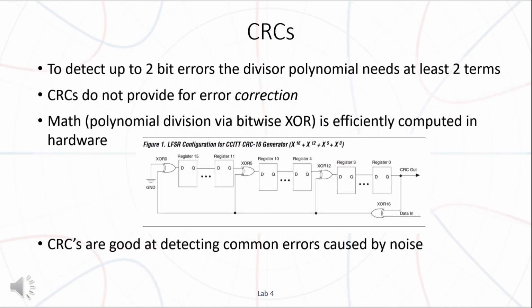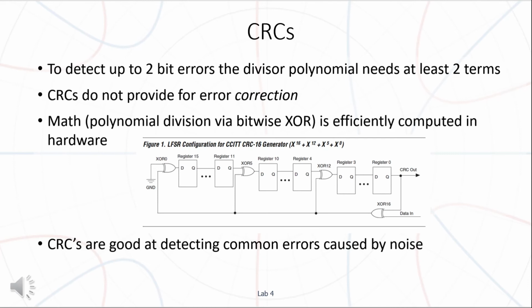The more complex the divisor polynomial is, the more errors that it's able to detect. So if you want to be able to detect, let's say, 2-bit errors, then your divisor polynomial will need at least 2 terms. The more terms you have, the more bit errors you'll be able to detect.